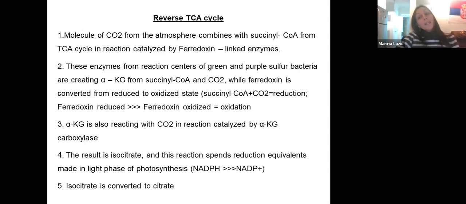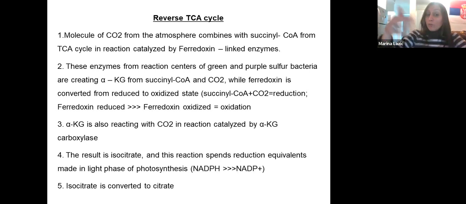The reverse TCA cycle is another way of carbon fixation that we see in microbes. So here are the steps. A molecule of carbon dioxide from the atmosphere now combines with succinyl coenzyme A from the TCA cycle, and this reaction is catalyzed by ferredoxin-linked enzymes. These enzymes from reaction centers of green and purple sulfur bacteria are creating alpha-ketoglutarate. So basically what you have is a combination of succinyl coenzyme A and carbon dioxide, catalyzed by ferredoxin-linked enzymes from reaction centers, and you get alpha-ketoglutarate.